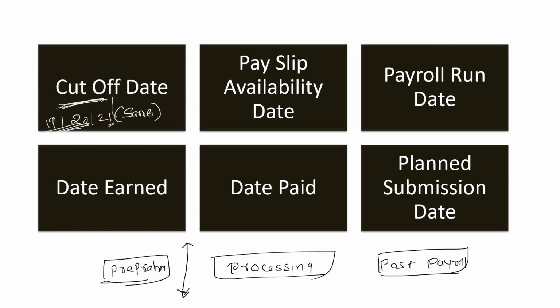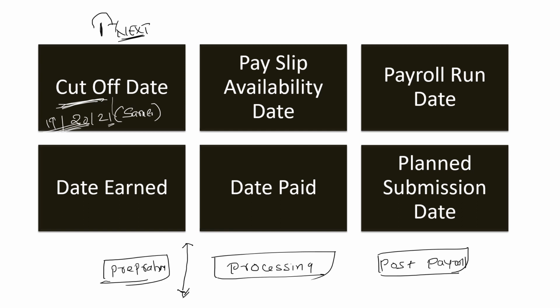Otherwise, if it comes after it, it will get processed in the next month. If you are not getting the information in the same month, then it will move to the next month. We can write a formula as well, if we require, to move the calculation into the next month if it is coming after a particular date. So that is one of the cutoff dates.